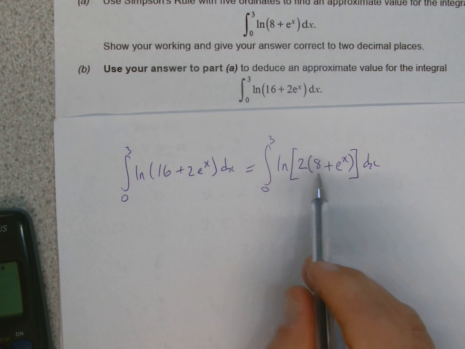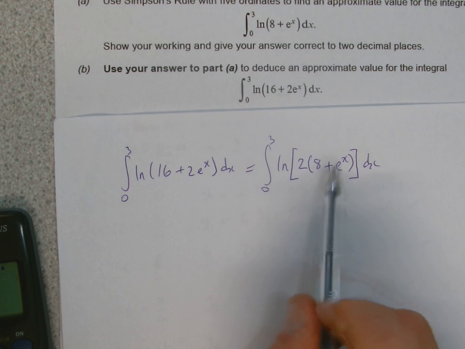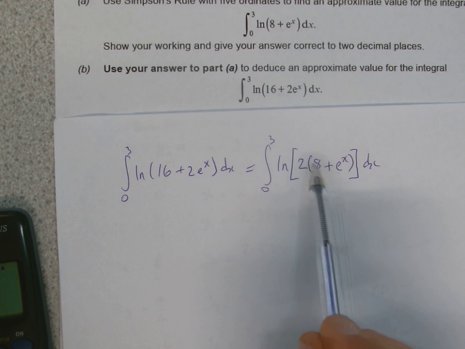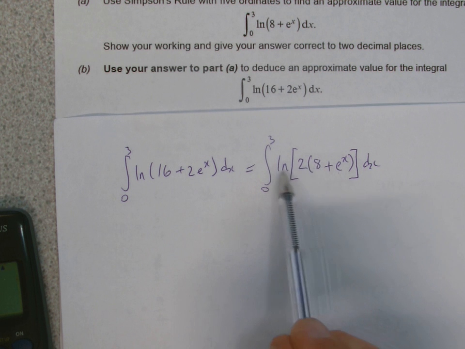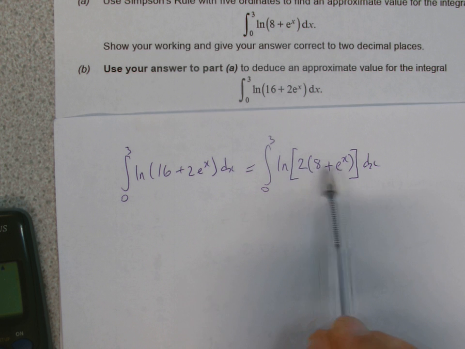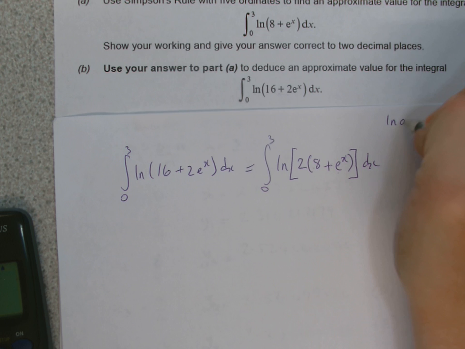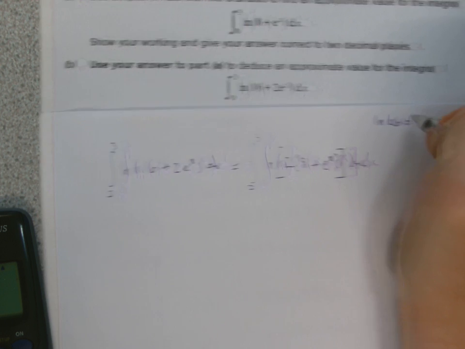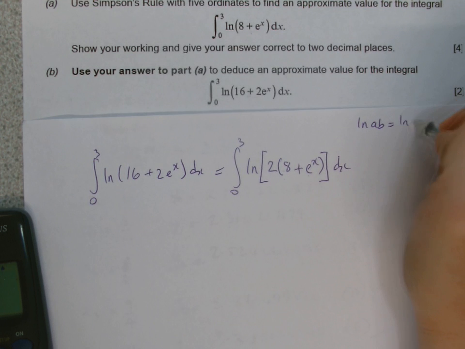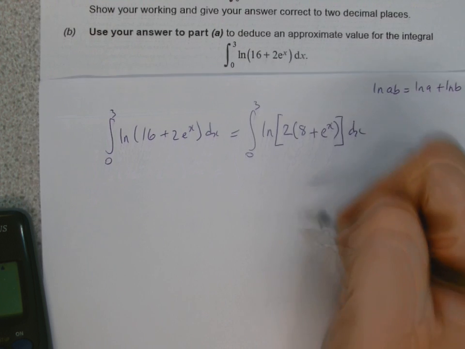And now that you've got this, you see the 8 plus e to the x from up there, but notice the 8 plus e to the x in this bracket is timesed by 2. So you've got ln of 2 times this, and with laws of logs, if you've got ln ab, that's the same as ln a plus ln b. So if you multiply two things in the logarithm, you can split it up by adding them, and that's what we can do here.